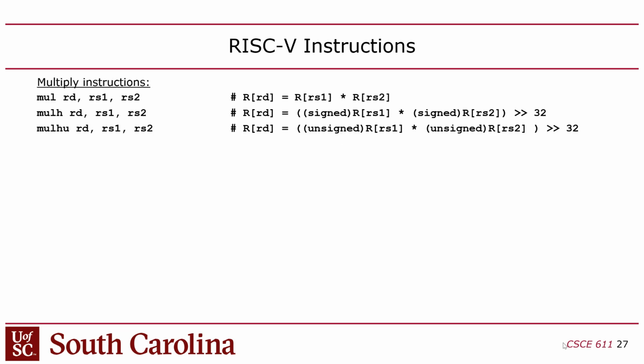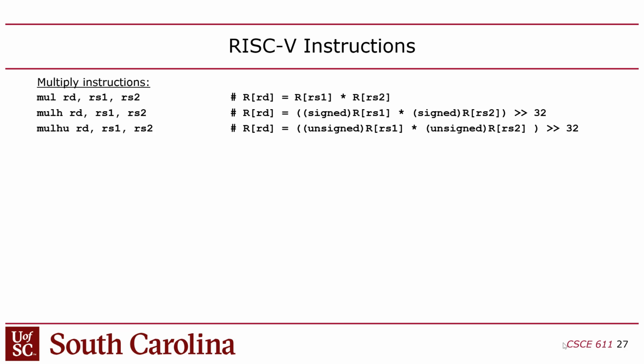Multiplies are different. You might remember from MIPS, when you multiplied, the results were stored in high and low, two special registers, which you then had to follow up with move from high, move from low. RISC-V has a multiply and a multiply high. The multiply high gives you the upper 32 bits of the product.